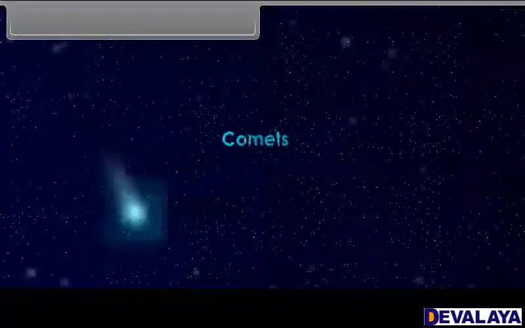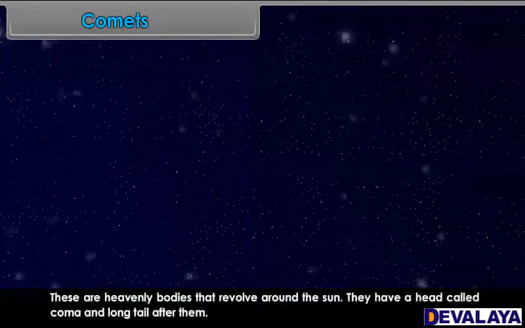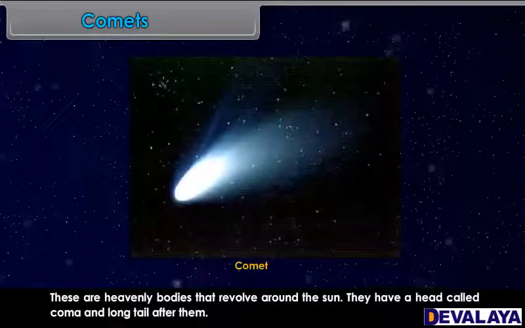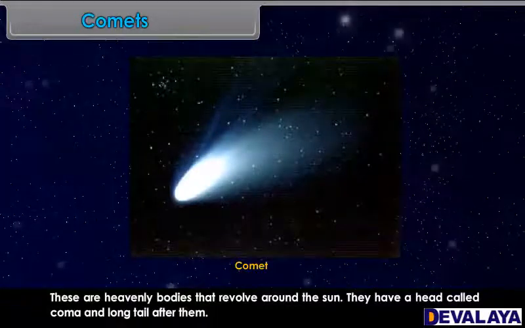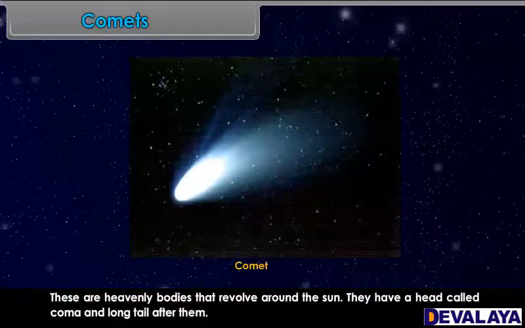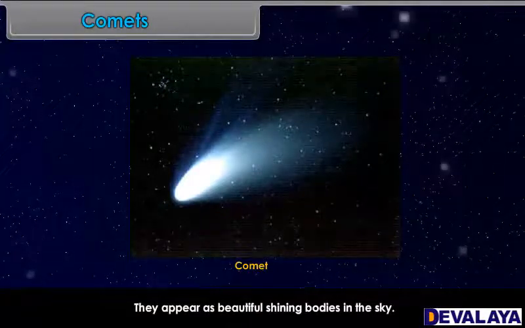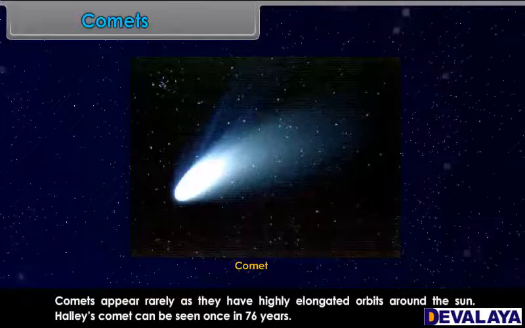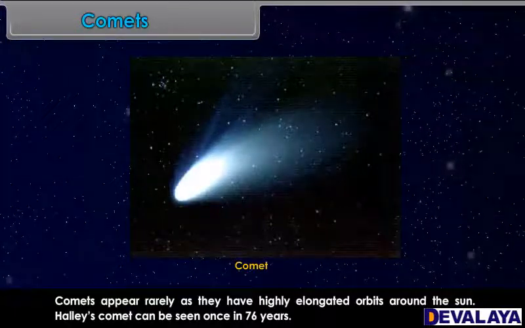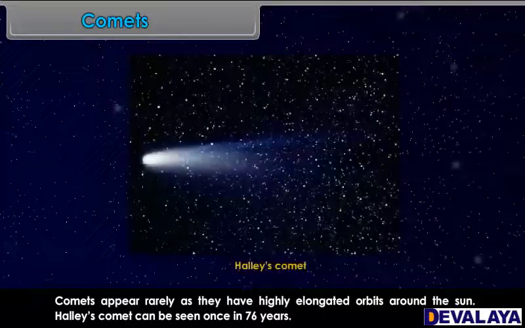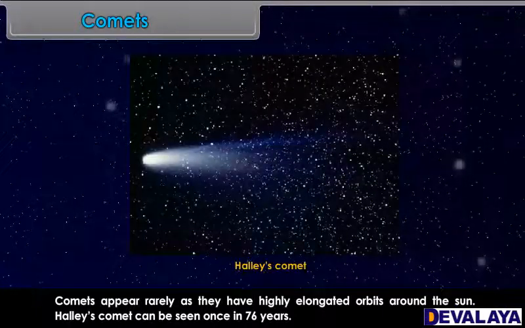Comets. These are heavenly bodies that revolve around the Sun. They have a head called coma and a long tail after them. They appear as beautiful shining bodies in the sky. Comets appear rarely as they have highly elongated orbits around the Sun. Halley's Comet can be seen once in 76 years.